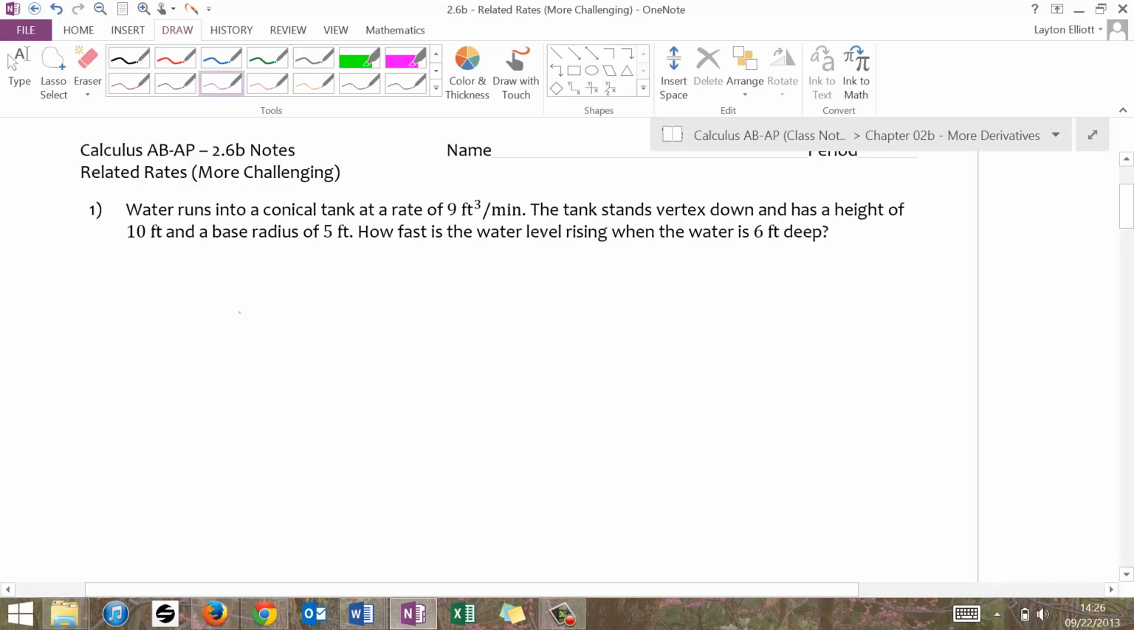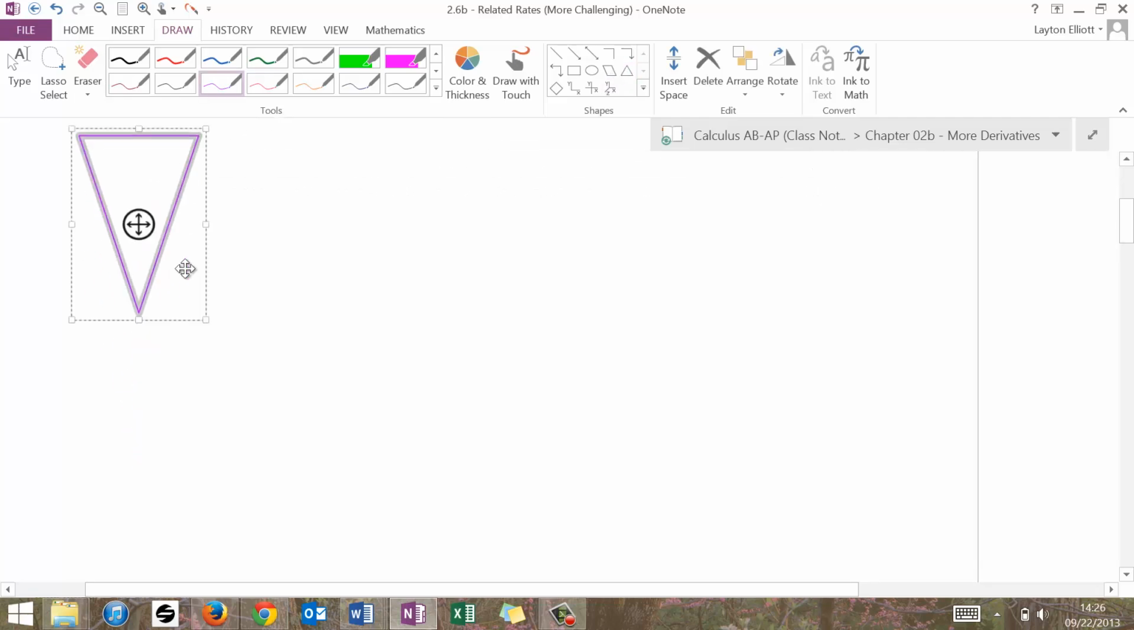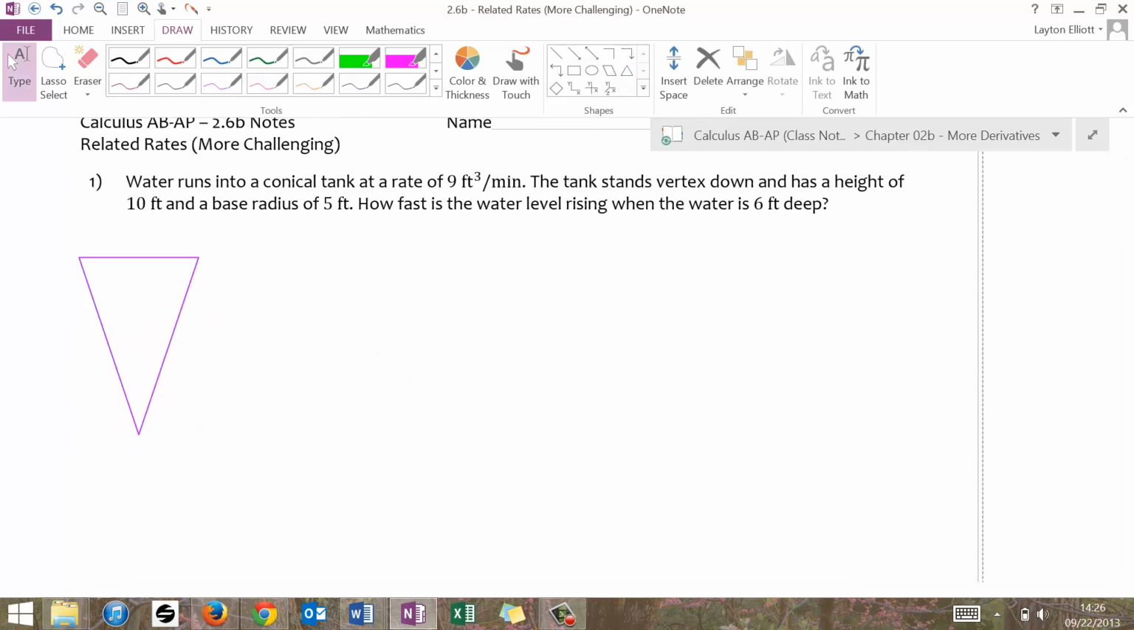That's a change in volume again. A conical tank you can model with an isosceles triangle being upside down. I just realized it's three dimensions. This is going to lead to some concepts like similar triangles. But if I say dV/dt equals 9, the tank stands vertex down and has a height of 10 feet.